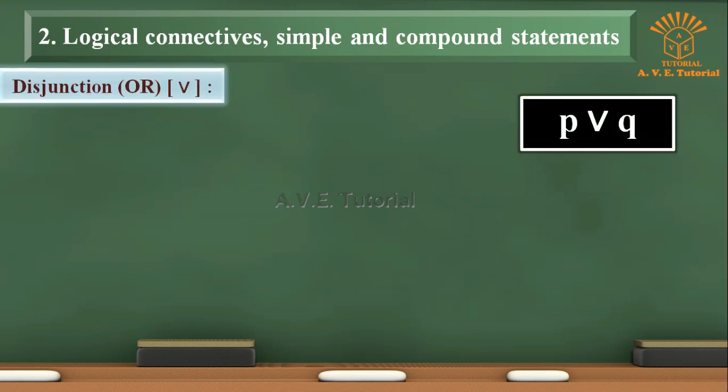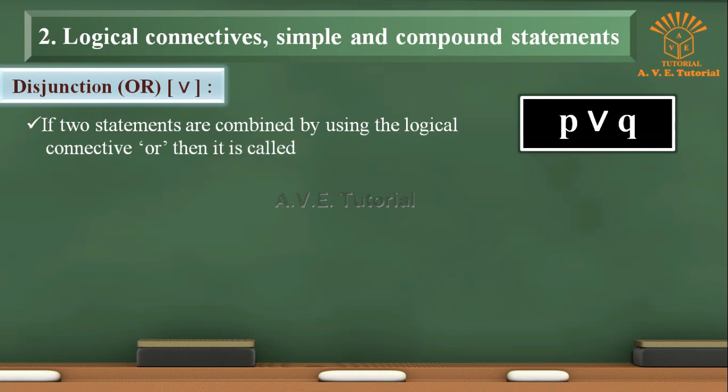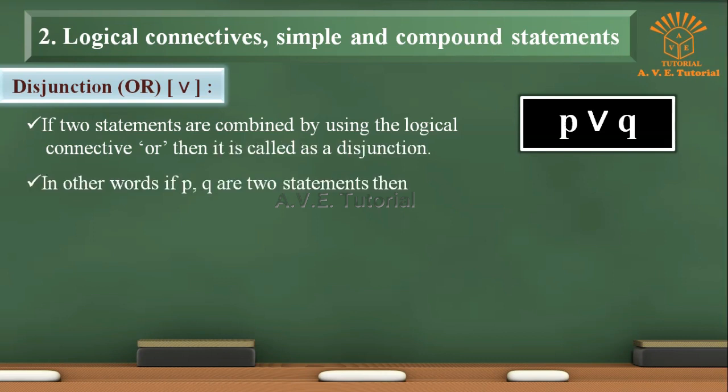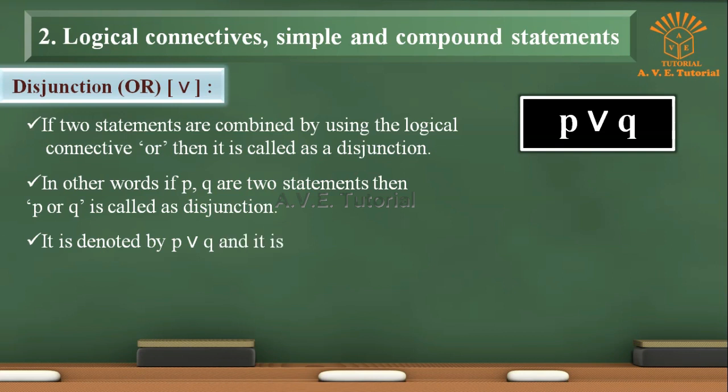Disjunction, or. If two statements are combined by using the logical connective or, then it is called a disjunction. In other words, if P, Q are two statements, then P or Q is called a disjunction. It is denoted by P ∨ Q, and it is read as P or Q, or P disjunction Q.